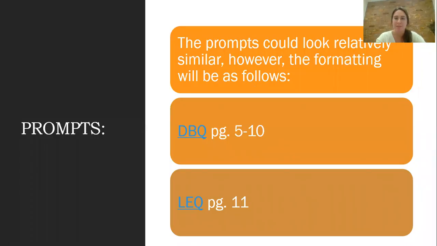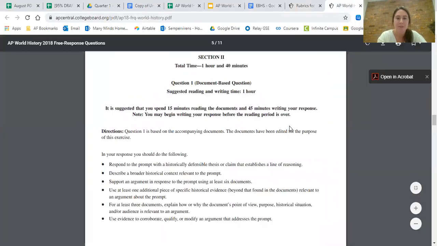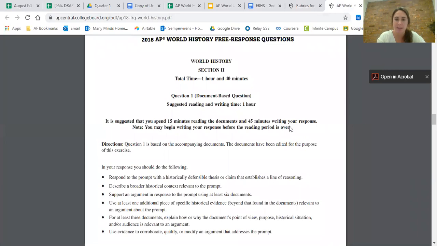So the prompts could look relatively similar. However, the formatting will be as follows. I'm going to share my screen again so that you guys can see the College Board released prompts. So this is kind of what it will look like on the AP exam. This is a released essay question from the 2018 exam.